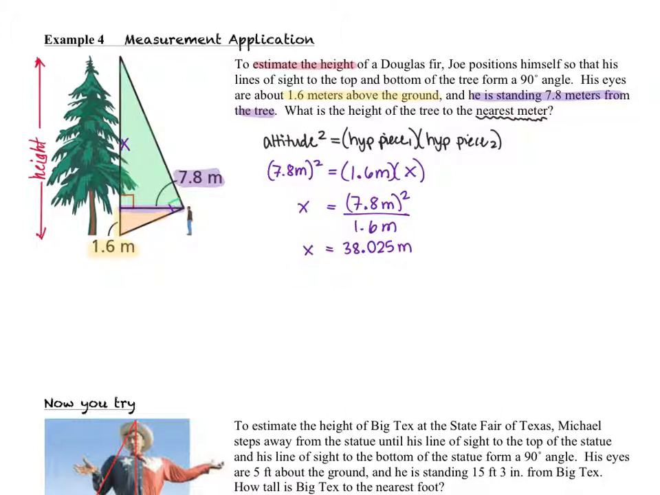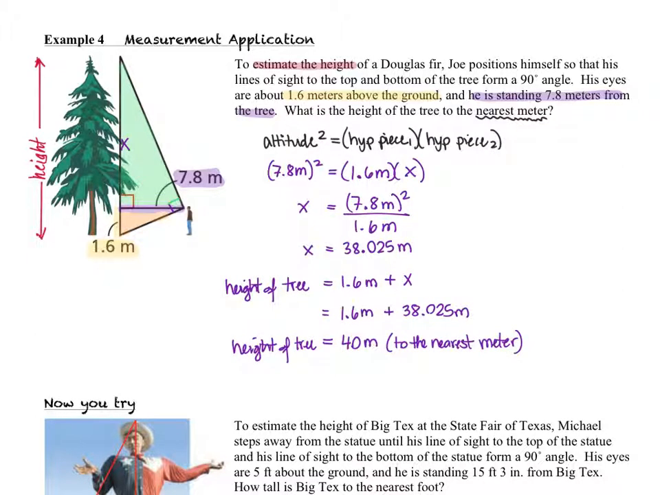meters. But remember, what we're interested in is the whole height of the tree. And the height of the tree is 1.6 plus that number x we just found. And when we add those two numbers together, we end up getting 39.6, and we're supposed to round to the nearest meter, which ends up being 40 meters tall. So the estimate of the height of the Douglas fir tree is 40 meters tall.